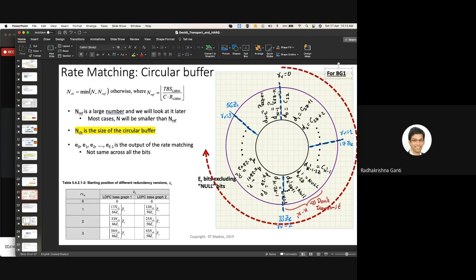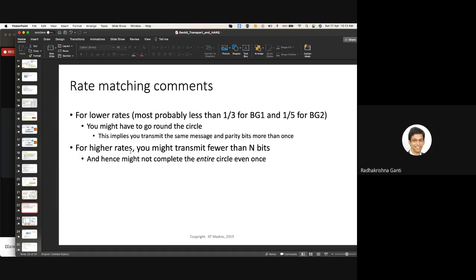Okay. So the starting positions for the different redundancy versions are given by the table. I mean, you can compute that. So the transmitter and the receiver both know where the second set of bits are coming from, which part of the circular buffer, the locations at least. So this is what I told you. At lower rates, you might have to go around the circle one more time. For higher rates, you will transmit fewer bits than there are in the circular buffer. You may not even finish the circle even once.